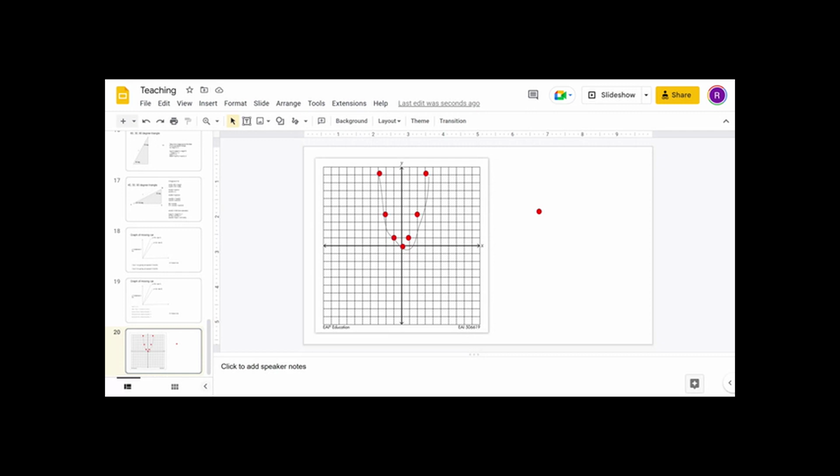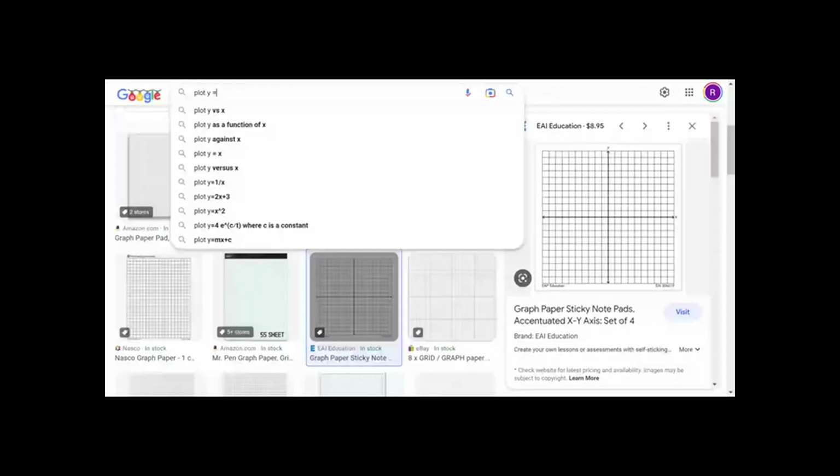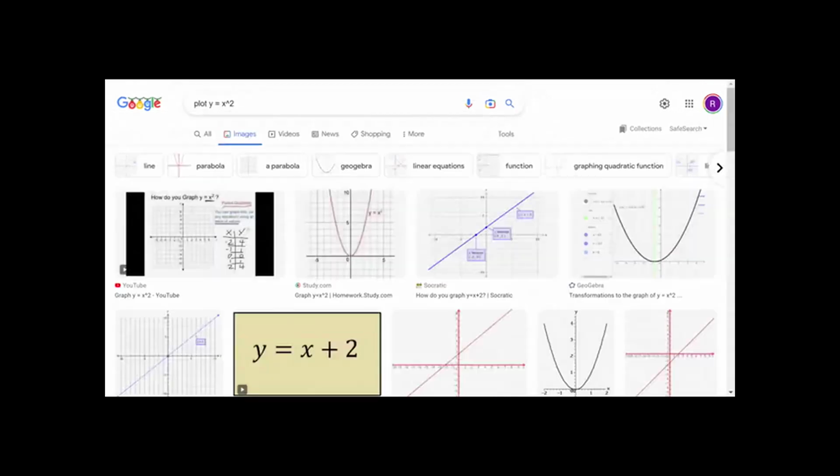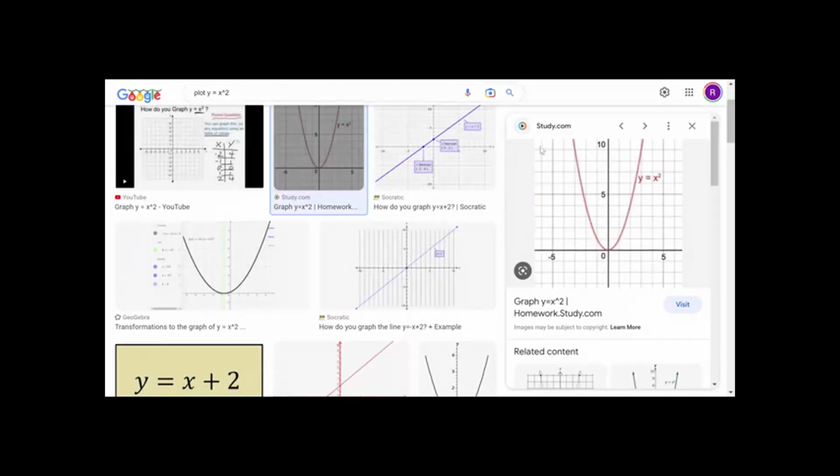But let's plot it exactly, okay? We can plot it on a calculator or on Google. Okay, plot y equal to x squared. Okay, you see this? Yes, sir. So this plot is exactly y equal to x squared. Okay, this is called a parabola.